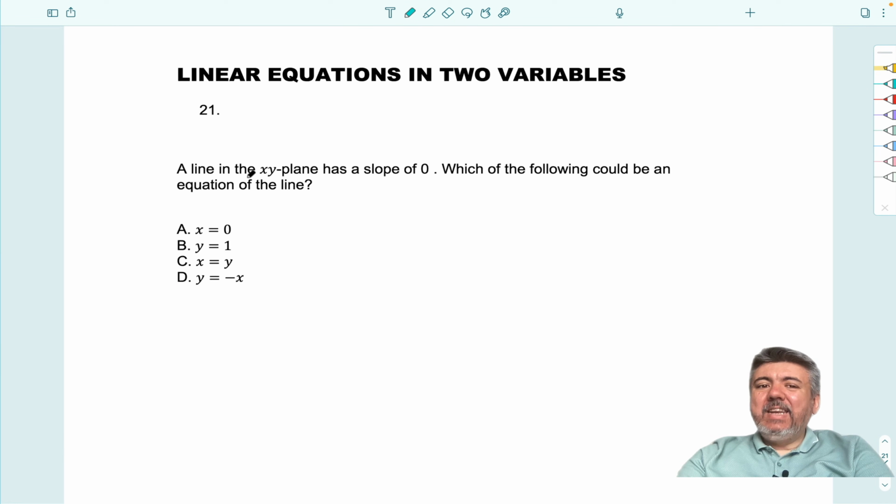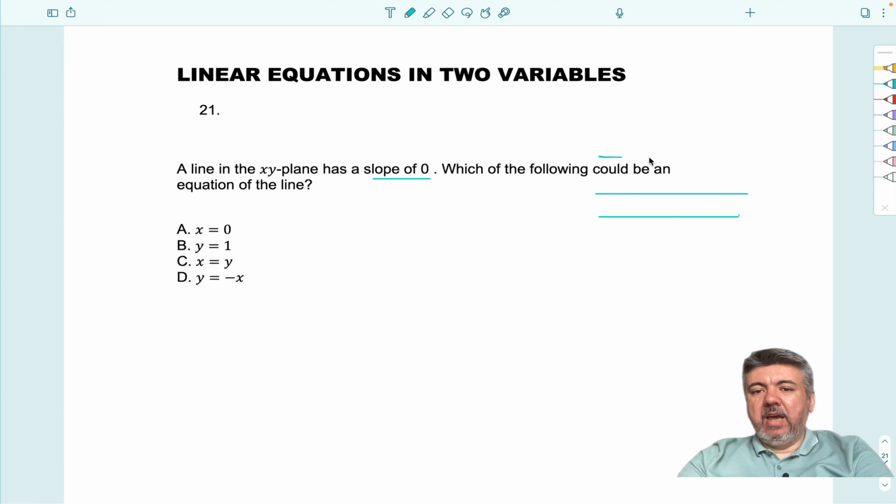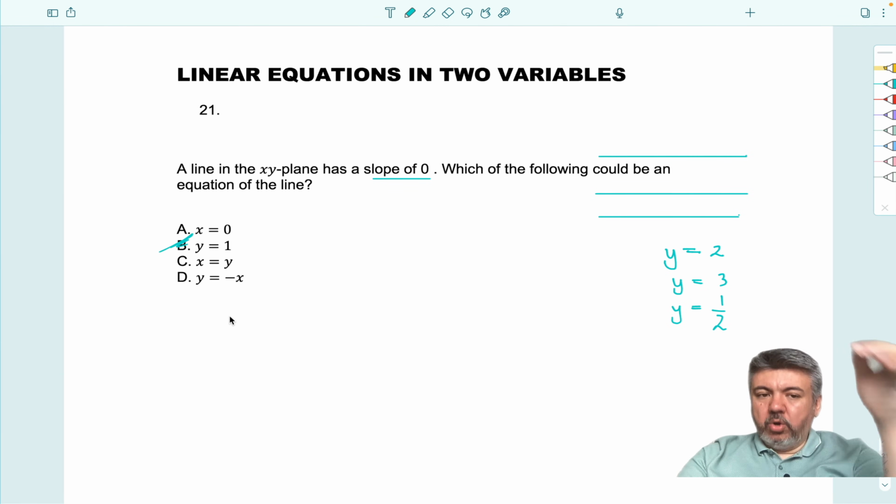21. A line in the xy plane has a slope of 0. Which of the following could be an equation of the line? Lines with 0 slope are horizontal lines. All these lines have 0 slope. And these lines are like y equals 2, y equals 3, y equals 1/2, a constant. Those answers appear in choice B.